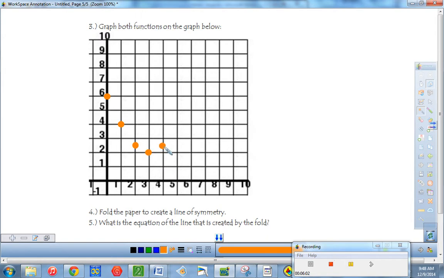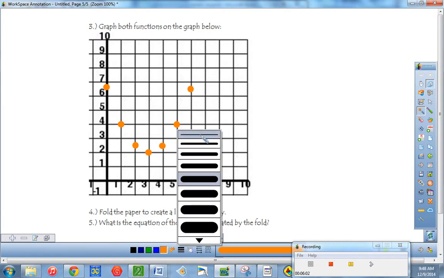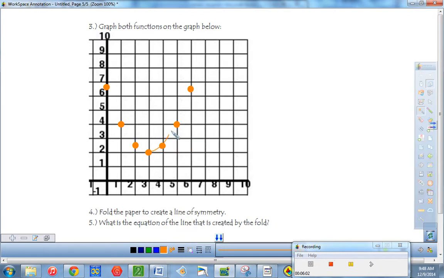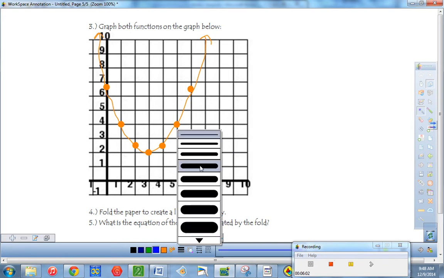4 goes to 2.5, 5 goes to 4, and 6 goes to 6.5. Ooh, 6.5. My bad. Just kidding. This one goes here. Alright. And then you're going to just connect them. Just a nice curve. Goes up this way. Mine's not super pretty. I'm sure yours is much more beautiful than Miss Holly's. And then I'm going to grab a different color here. And we're going to plot the next one.